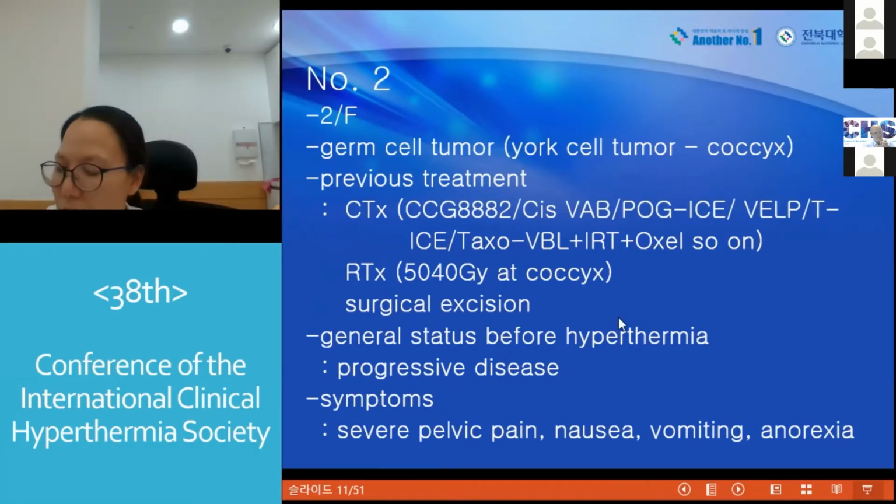In the second case, the patient was a 2-year-old girl who received several anti-cancer treatments such as chemotherapy and radiation therapy and surgical excision, but the lesion was still progressive and further anti-cancer therapy was not possible due to the worsening of the systemic condition. Symptoms such as severe pelvic pain, nausea, vomiting, and anorexia were confirmed, and there was no other treatment available.